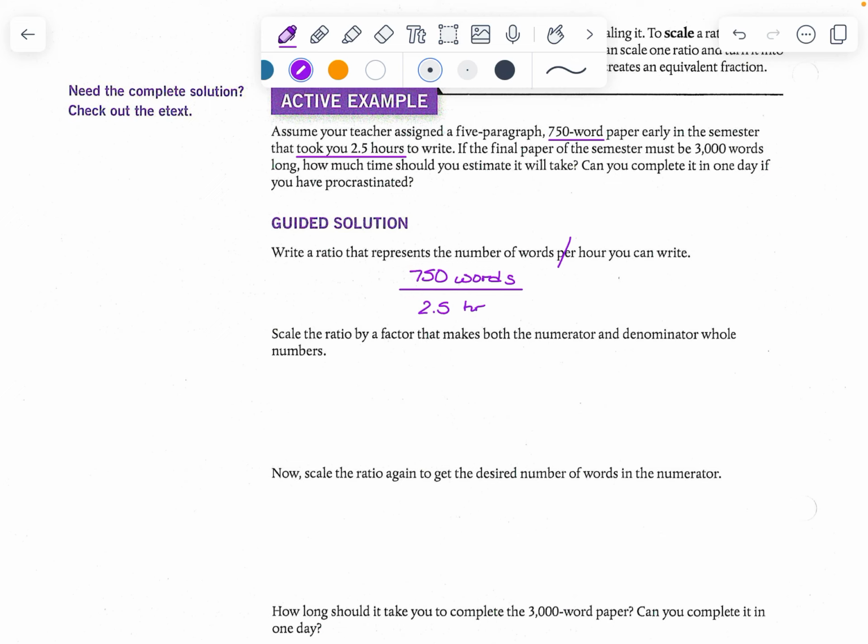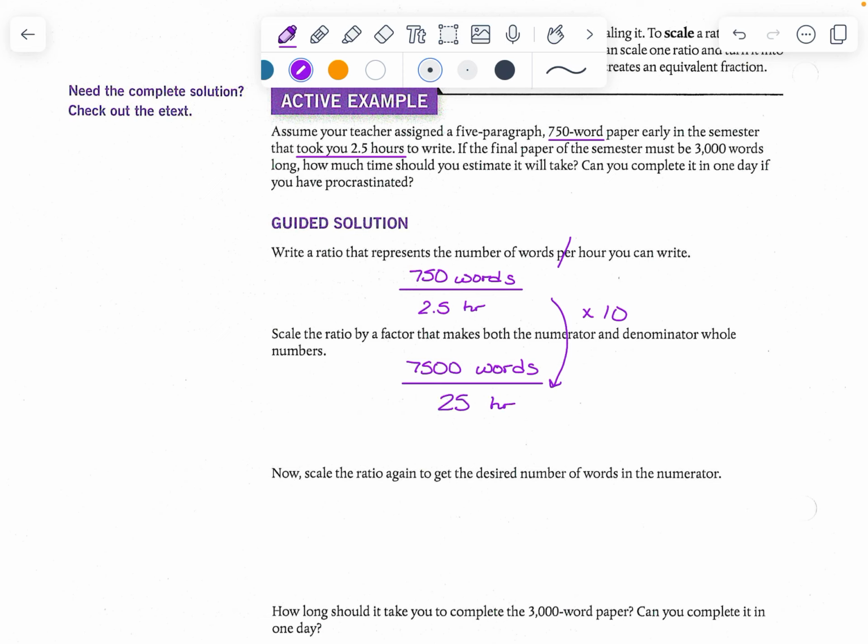Then it says to scale the ratio by a factor that makes both the numerator and the denominator whole numbers. Now, there's more than one way to do this. The reason that they're not whole numbers right now is that the denominator has a decimal, to the tenths place, so I'm going to multiply by 10. That means if she maintains that writing rate, we can assume 7,500 words, and that should take her 25 hours.